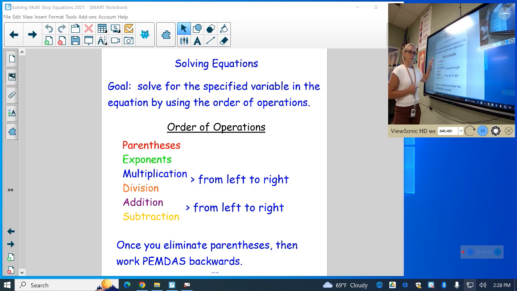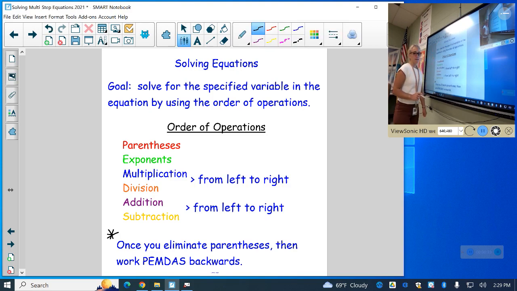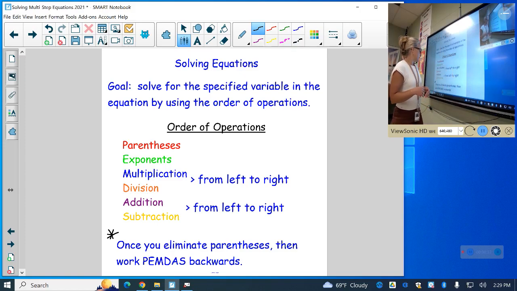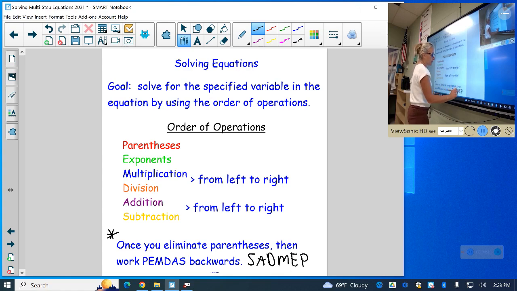Okay, if you remember from yesterday, order of operations is parentheses, then exponents, multiplication and division from left to right, addition, subtraction from left to right. Once you eliminate the parentheses, then you work PEMDAS backwards. That is the biggest thing. Yesterday when we did order of operations, we did PEMDAS. Today we're going to work it backwards, which is called SADMEP. Okay, after you eliminate all parentheses.